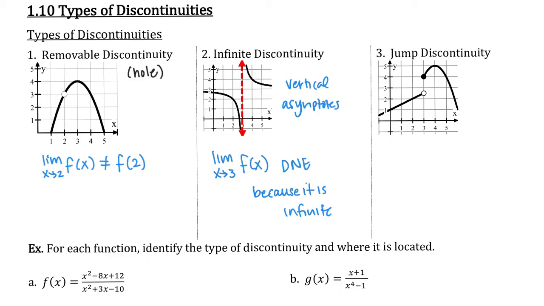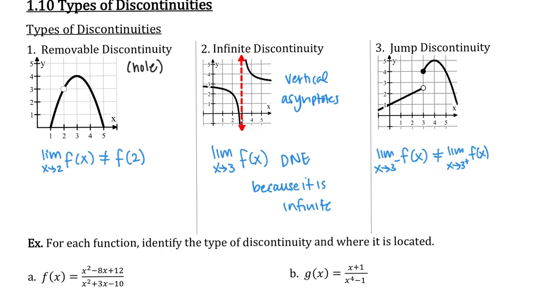Okay, the next one's a jump discontinuity, meaning I'm continuous on this graph until I get to 3, and then at 3, this is jumping up to the next point way up there. So in this case, the limit as x approaches 3 from the negative side of f of x is not equal to the limit as x approaches 3 from the positive side of f of x. It's jumping to a completely different value, or jumping down to a completely different value.